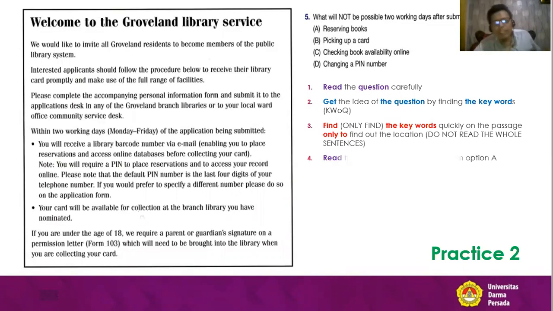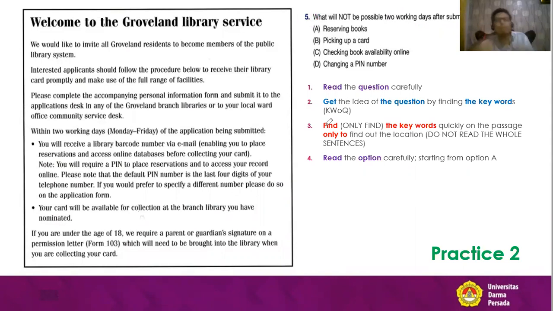Okay, now everybody, we have this one. What will not be possible two working days after submitting the application? Everybody find out that the keyword is two working days after submitting the application. Two working days. Now, Raihan and others, we find that this is question number 5. Question number 5.